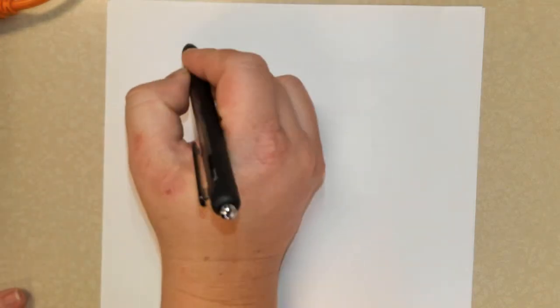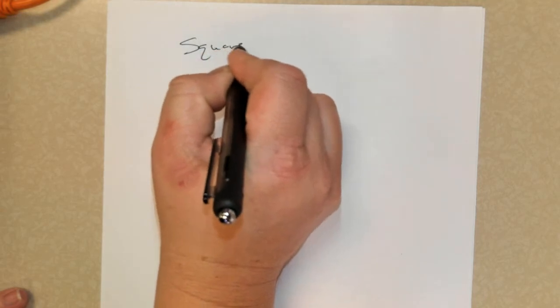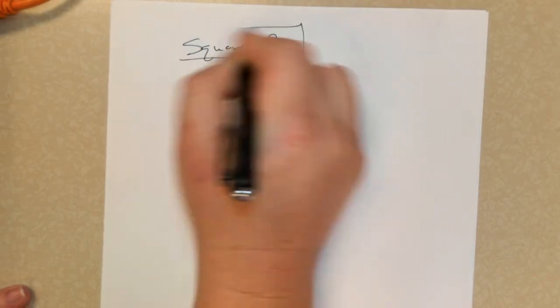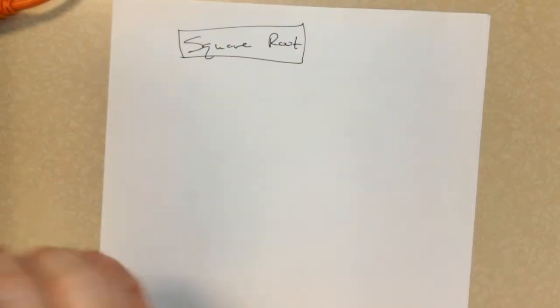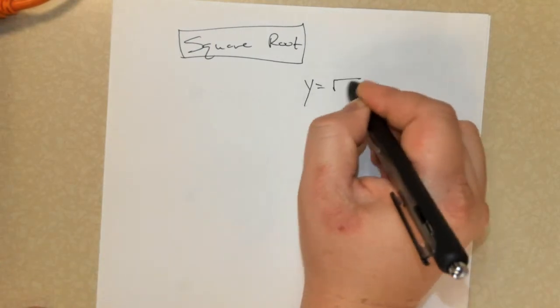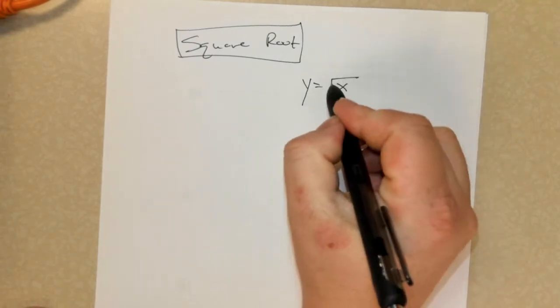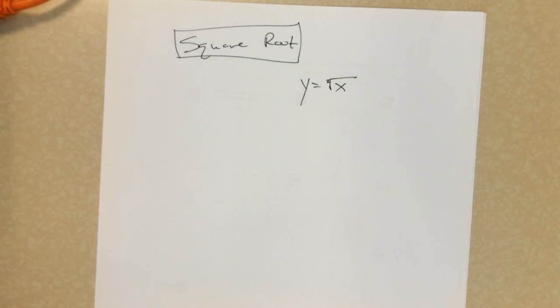Okay, so today we are going to learn about square root and cube root functions. And we'll start with just square roots. So you're all familiar with square roots. This is one type of a radical. When you don't see the little nth root, it is a 2.